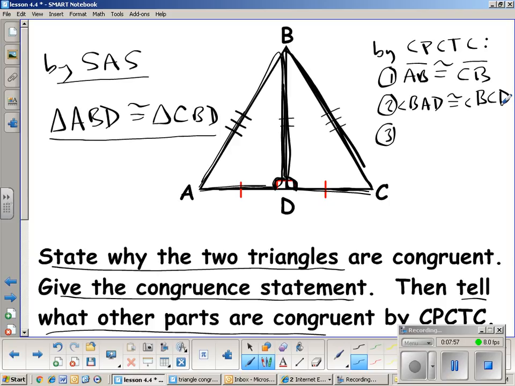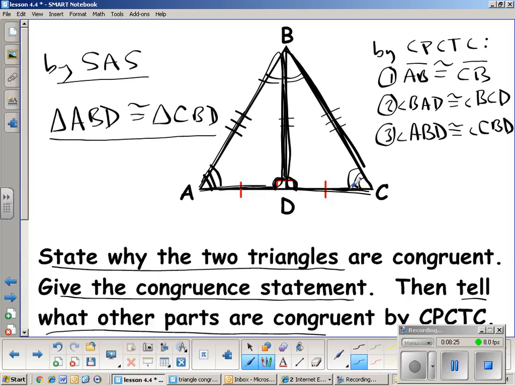Amber? Angle ABD is congruent to angle CBD. So in other words, this angle is congruent to this angle. I forgot to mark this one. Okay? So we have three more statements.